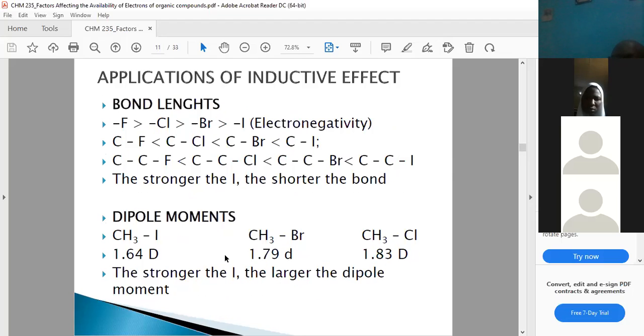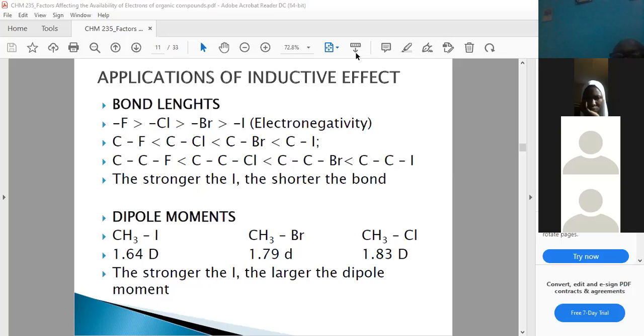So that is inductive effect for you. Now let's talk about the applications. One of the applications is the effect on bond lengths. The stronger the inductive effect, the shorter the bond. If you have a strong inductive effect, the bond in that molecule will be shorter. Then we talk about dipole moments. In the case of dipole moment, the stronger the inductive effect, the larger the dipole moment.